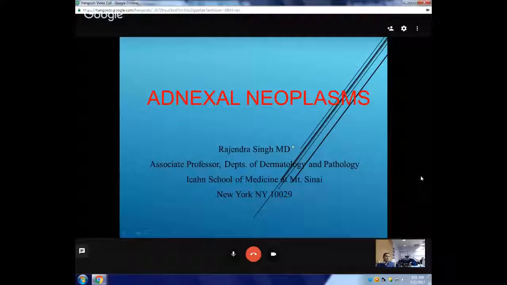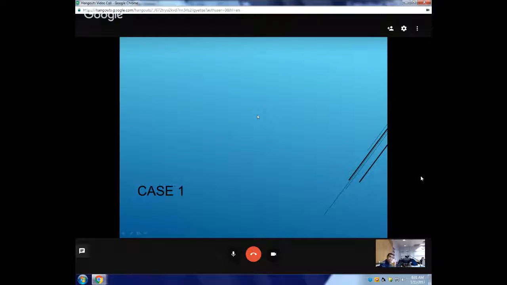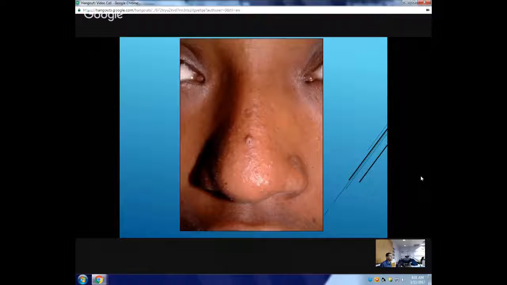So we're going to talk about adnexal neoplasms. The talk is divided into multiple cases: case 1, case 2. This is the first case. Clinically, these lesions present as multiple papules, mostly on the nose and around the cheek.